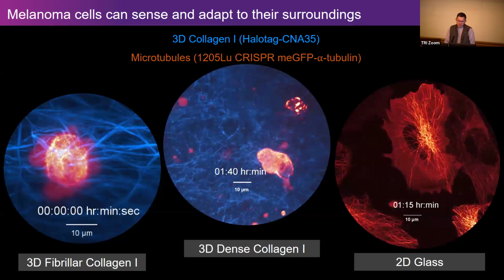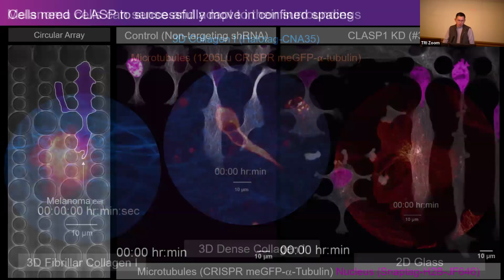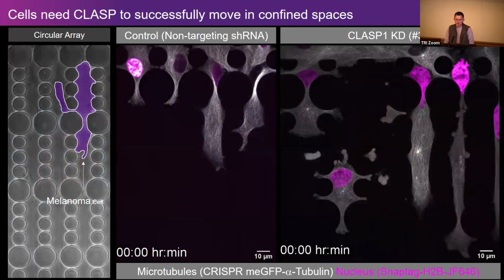And so, knowing this, we developed this model that recapitulates this premise of confined migration. The way we do this is we microfabricate these large and smaller circular structures out of silicon. And on the left, in the highlighted orange and purple, you can see a melanoma cell undergoing confined migration between two of these pillars. And a lot of what I will show subsequently will be using this confined model of motility.